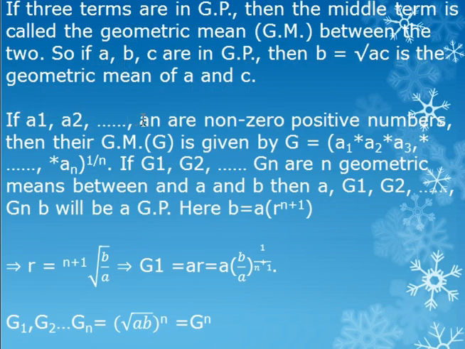If a1, a2 and so on up to an are positive numbers, we no need to mention non-zero over here, because positive does not include 0, right? Then their geometric mean G is given by a1 into a2 into a3 and so on into an, whole to the power of 1 by n, and that's what we did here.